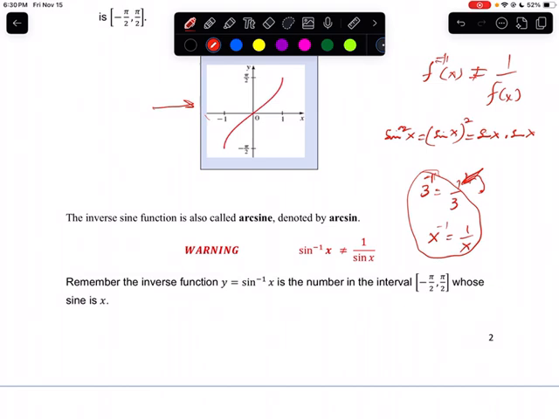What you have to remember is that y equals sine inverse of x is the number in the interval negative pi over 2 to pi over 2 whose sine is x. As mentioned earlier, so if you see something like this, from here you can immediately say sine of y equals x.